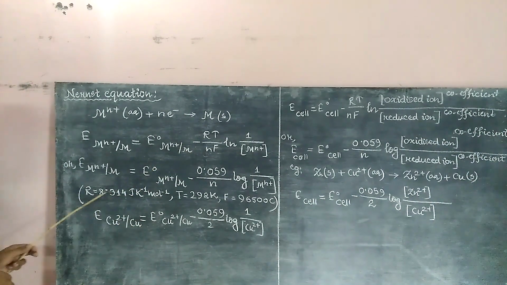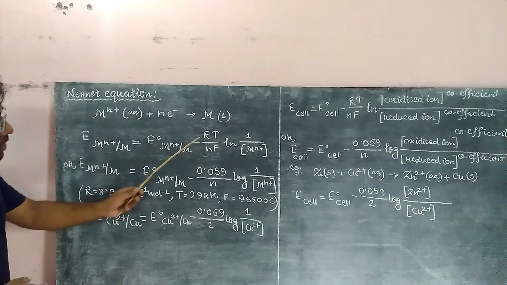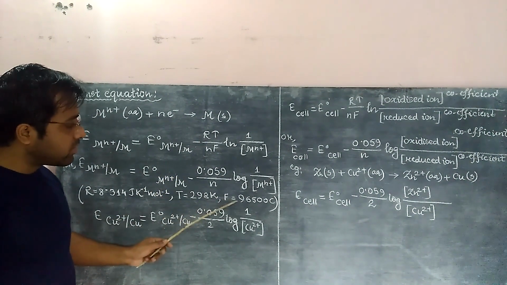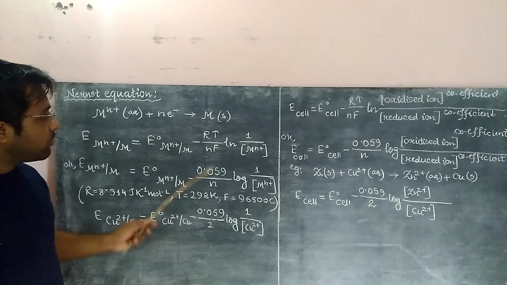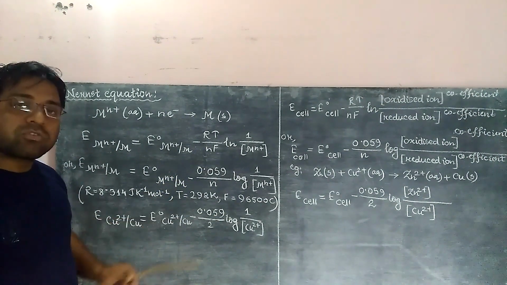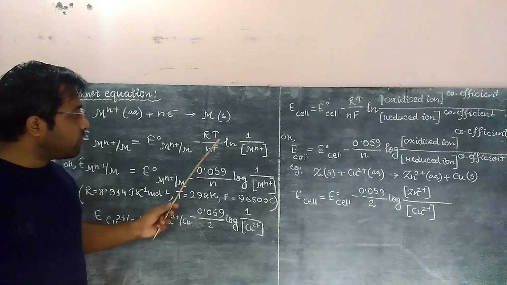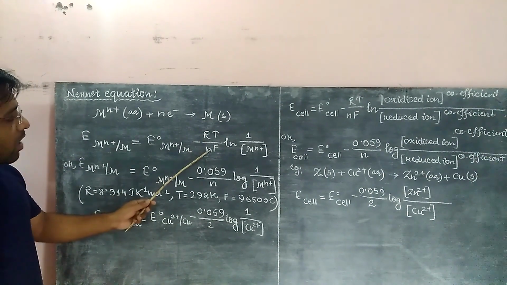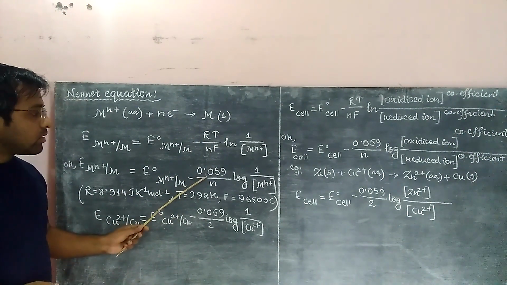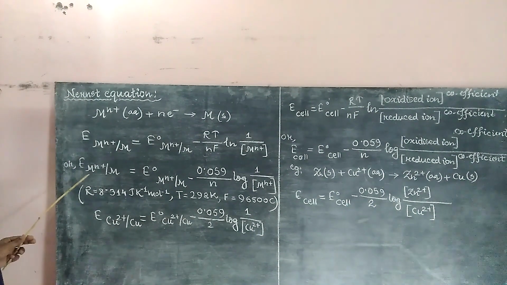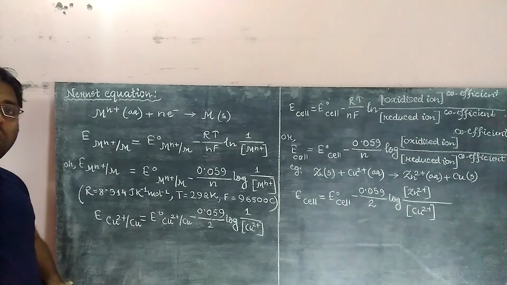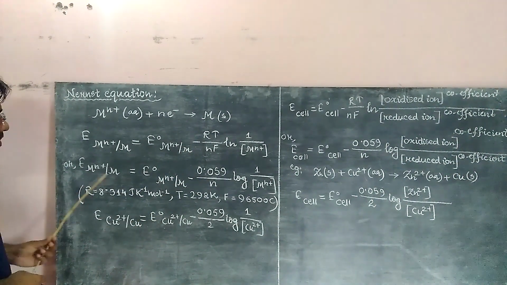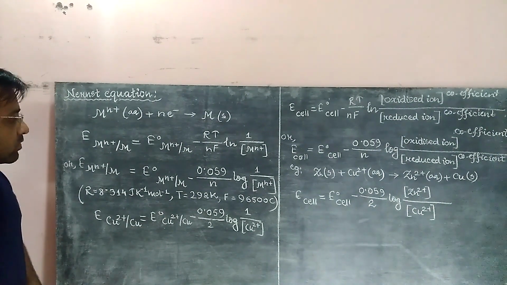We can do one thing. In place of R, if you put the value 8.314, in place of T, 298 Kelvin, and in place of F, that is 1 Faraday equal to 96500 coulomb, and if you replace ln, that is the Napierian logarithm, with the general log, that is log base 10, then the value comes out as 0.059 divided by n. So this is another equation which we can utilize to solve numericals. You can use any one of them. I think the more beneficial one is this one. You can utilize it for solving numericals.